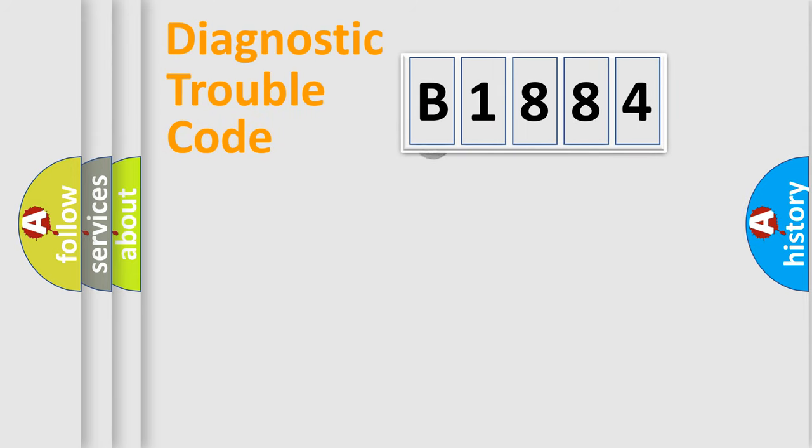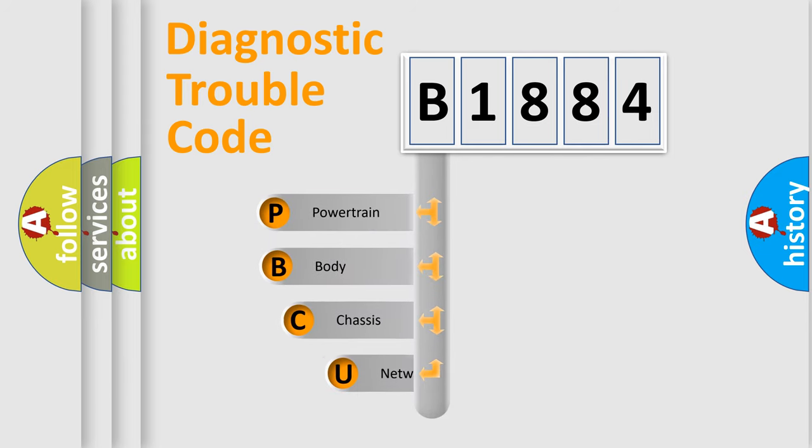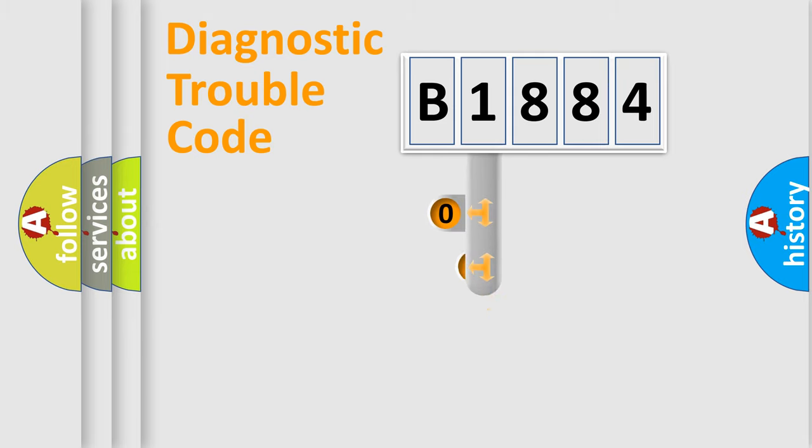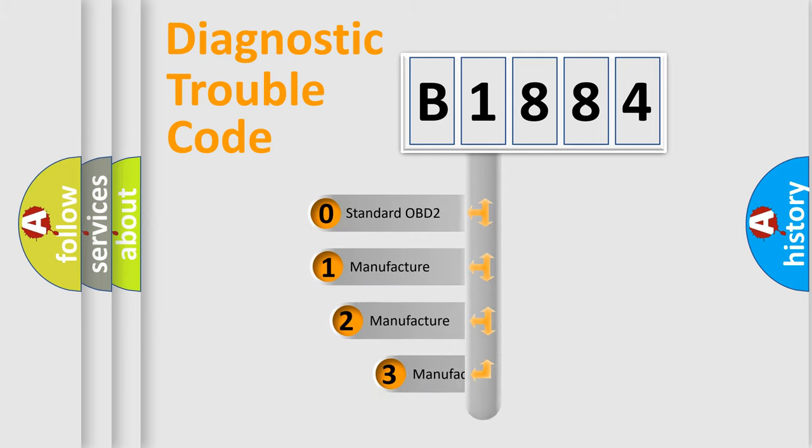Let's do this. First, let's look at the history of diagnostic fault code composition according to the OBD2 protocol, which is unified for all automakers since 2000. We divide the electric system of an automobile into four basic units: powertrain, body, chassis, network. This distribution is defined in the first character code.